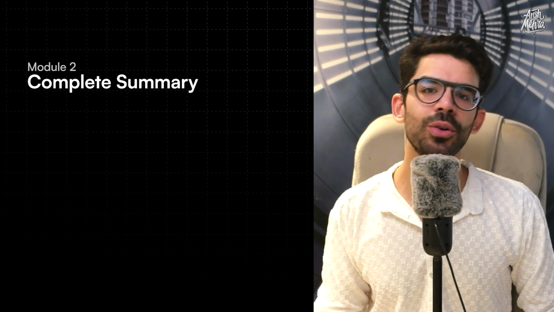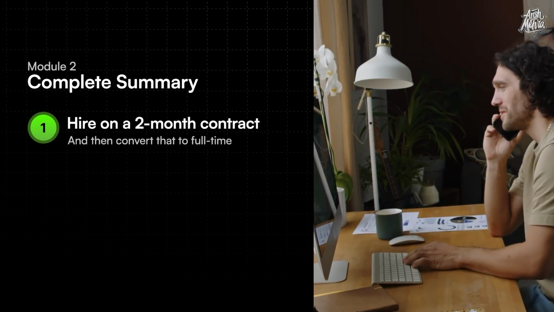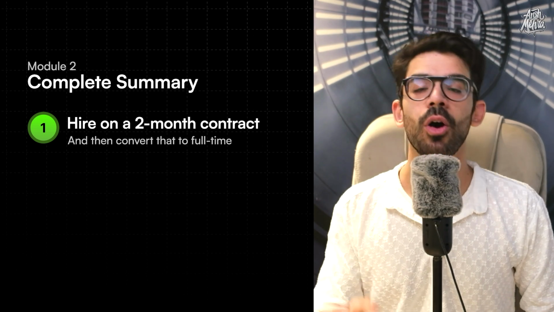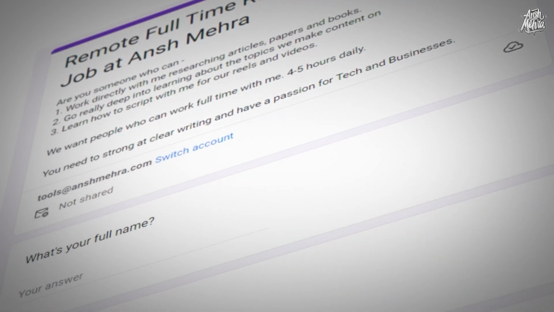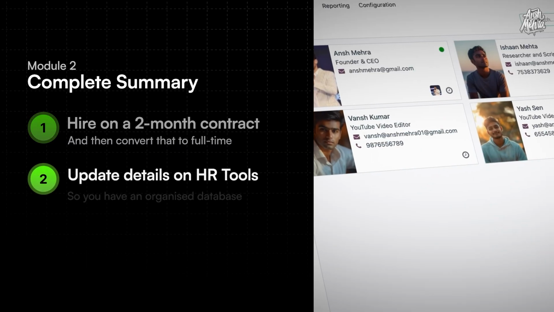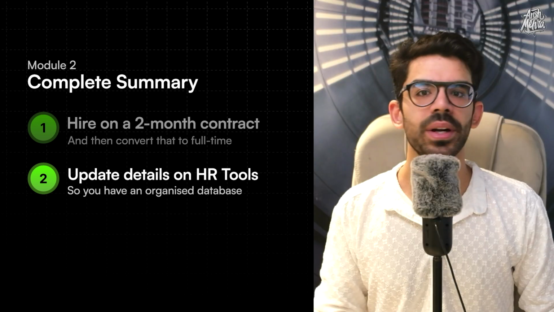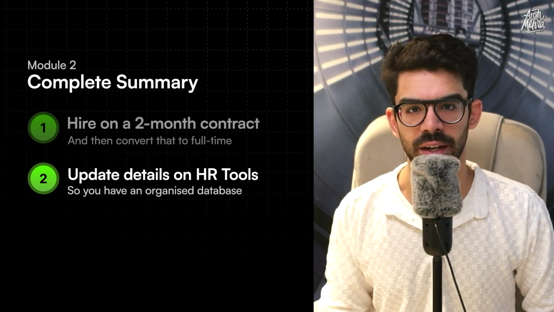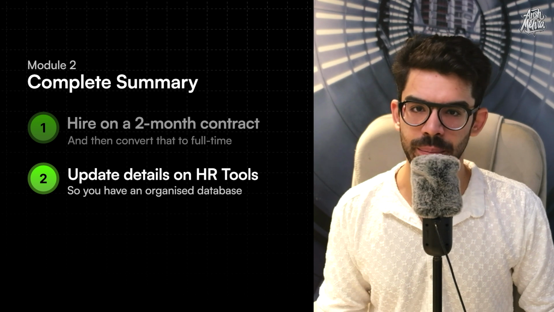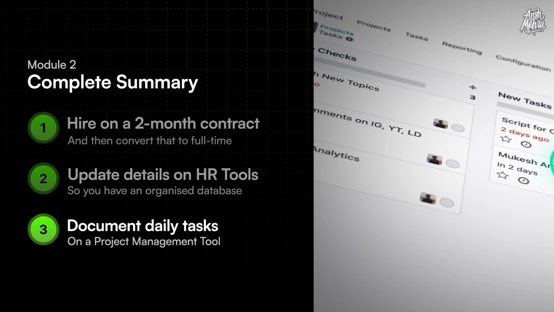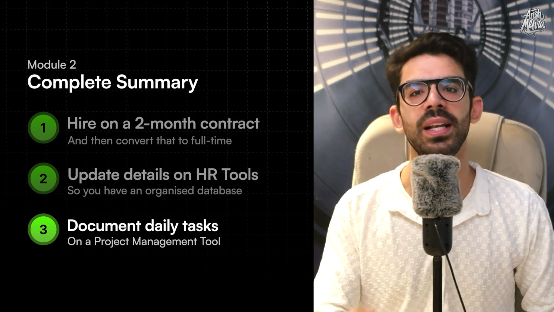So to summarize module 2, hire freelancers via friends, references or social media on a 2-month contract and then confirm them on a full-time job. If you want a proper example, you can literally go to my LinkedIn profile and see what kind of Google Forms I create and what all entries I ask. Make sure all important details are updated on an HR tool like Odoo, so your databases are clean and easy to navigate. Anytime you give someone a task or feedback, document them on a project management system so that everyone has very clear visibility of their daily progress.